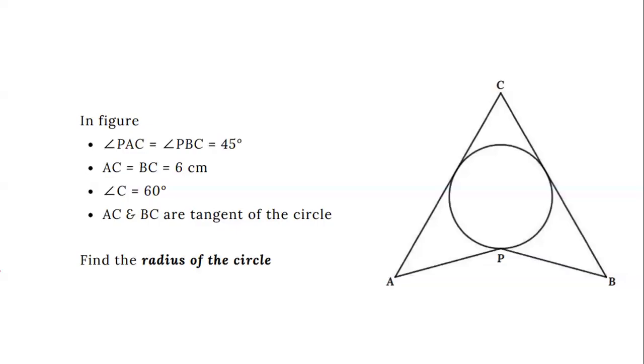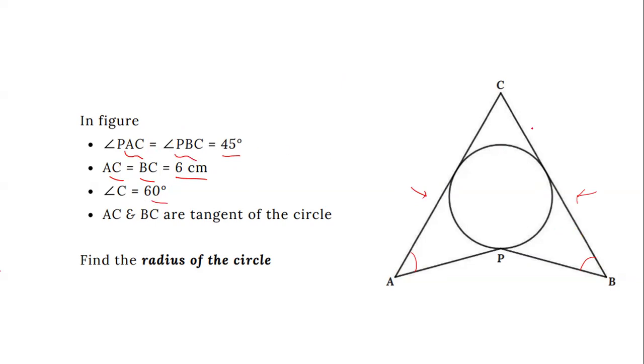So hello guys, in this video we will solve this problem. It is given that the angle PAC is equal to the angle PBC and both are equal to 45. So this angle and this angle both are equal to 45, and AC and BC both are 6 centimeters. So this is our AC and this is BC. So both are 6 centimeter.